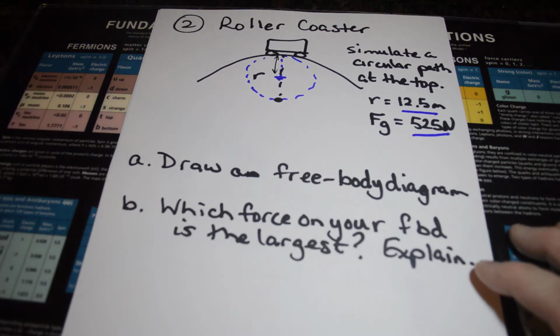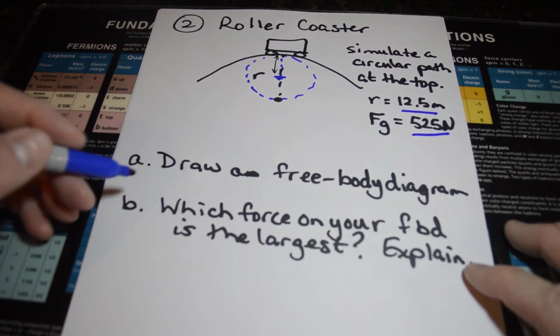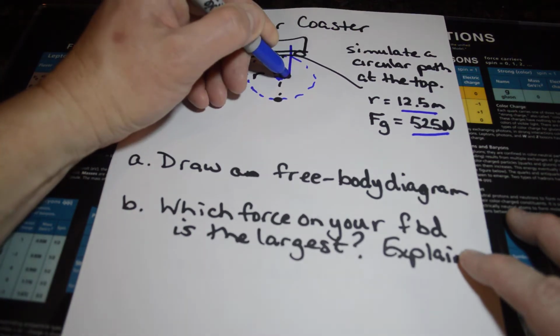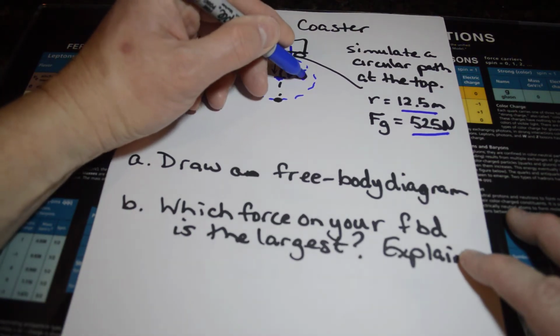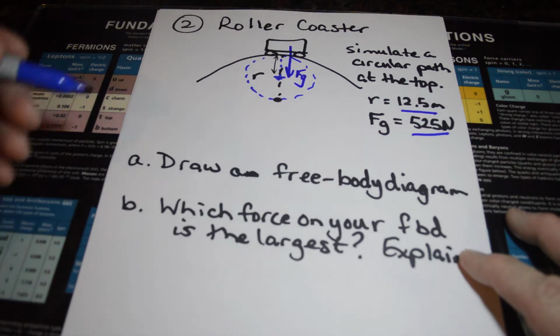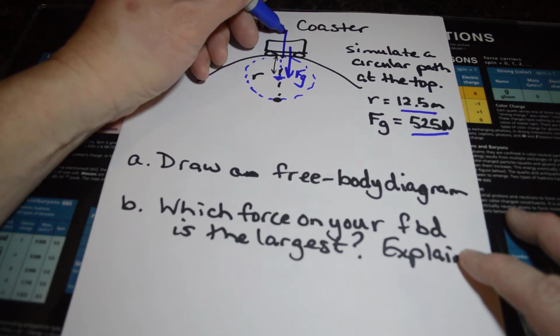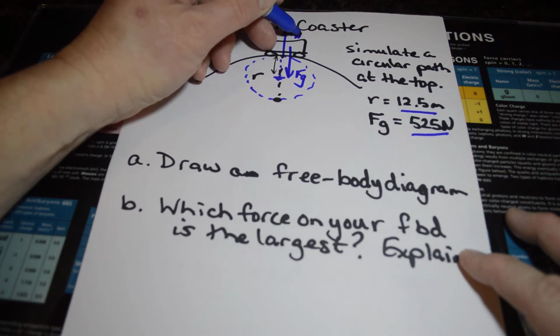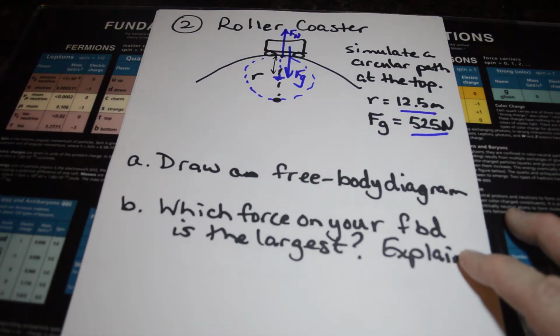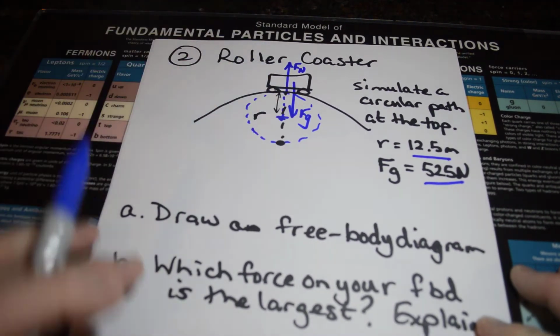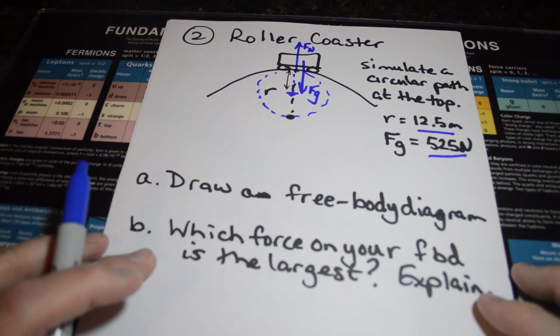It asks you to draw a free body diagram for this situation. Well, I would expect the force due to gravity to act downward. Since the object is right side up, the normal force comes from underneath, and that would be upwards. I think that's your free body diagram: downward force due to gravity and an upward normal force.